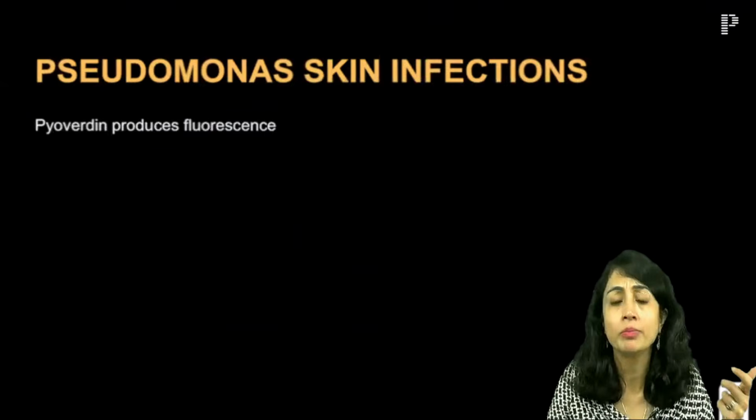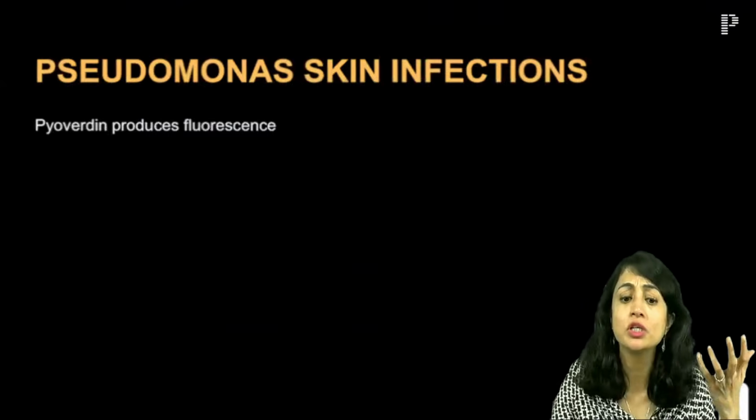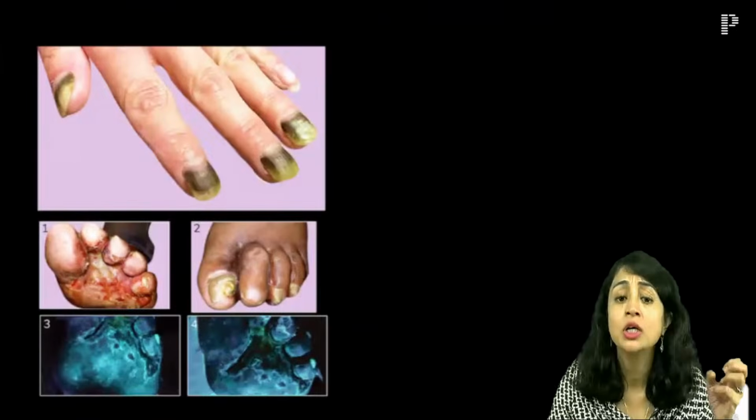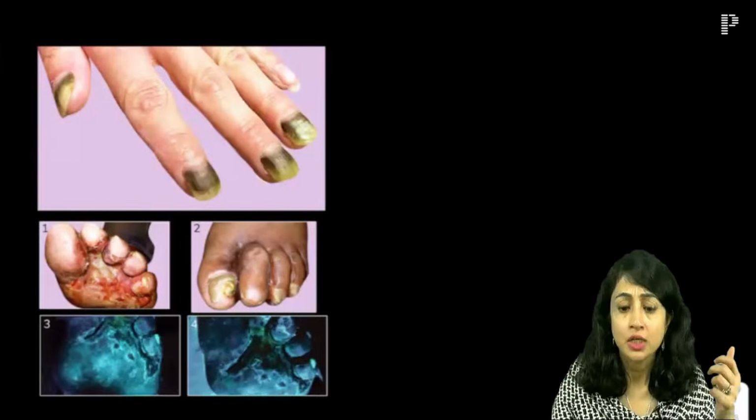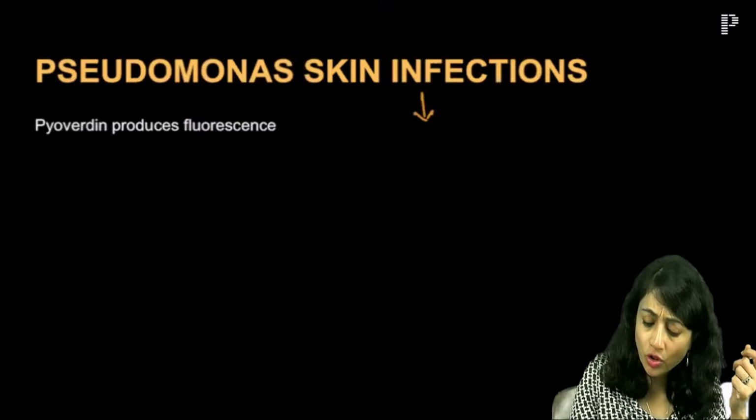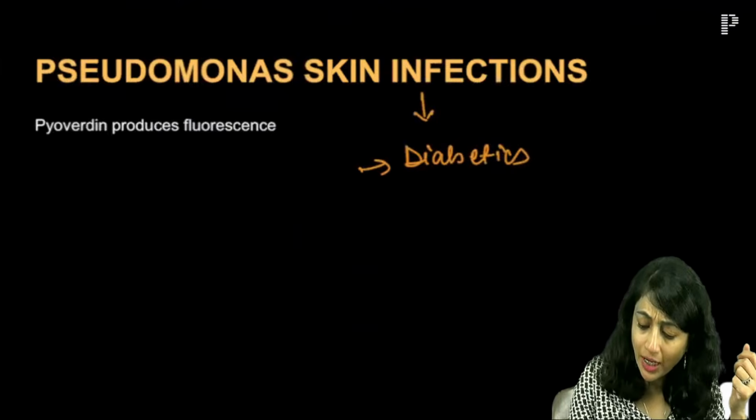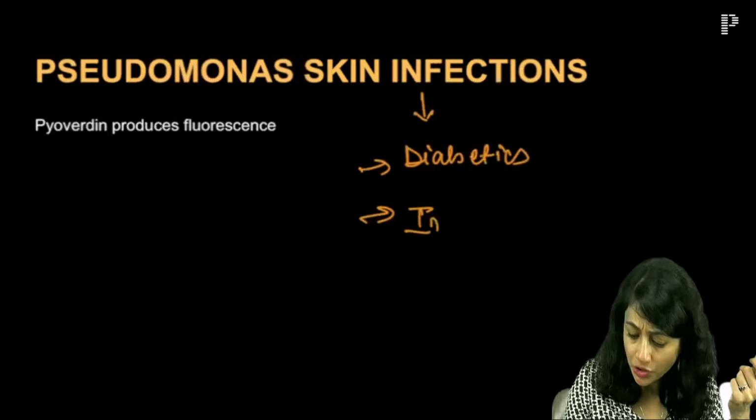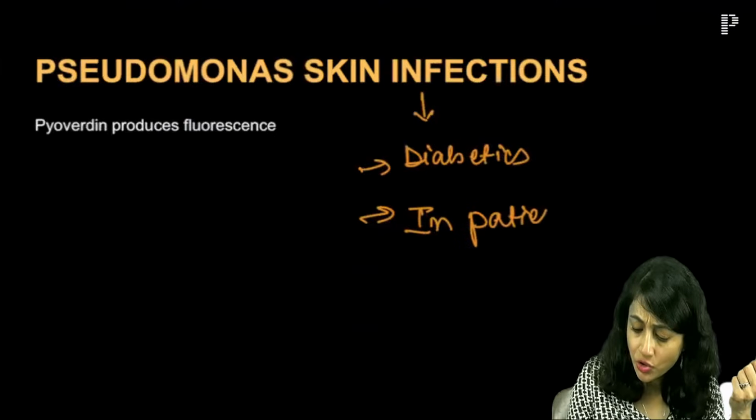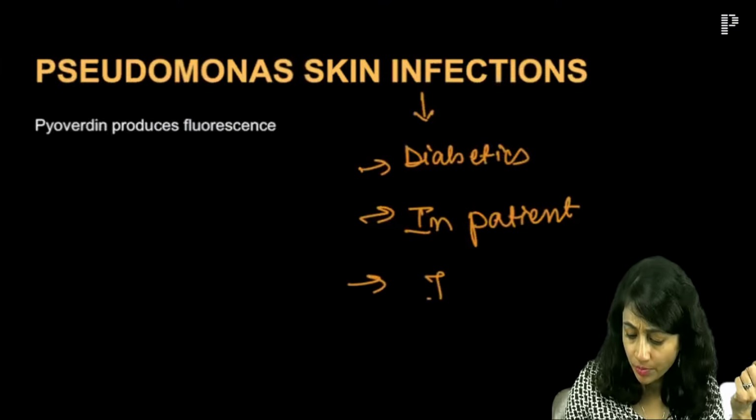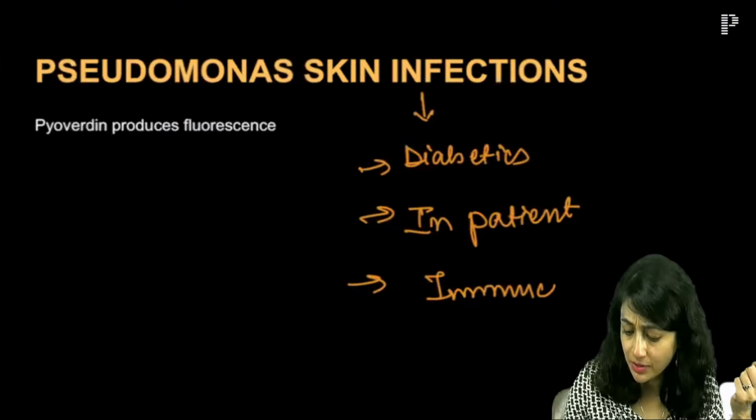The third common bacterial infection that is asked is Pseudomonas skin infection. Pseudomonas is something you would see more commonly in diabetics, in patients who are admitted, and in patients who are immunocompromised because of any reason.